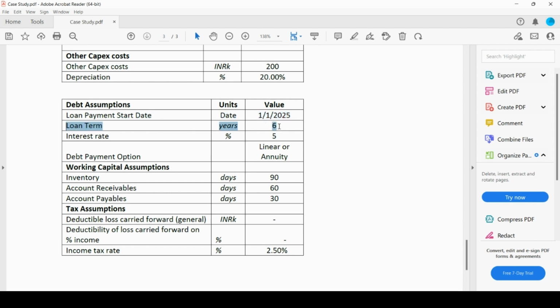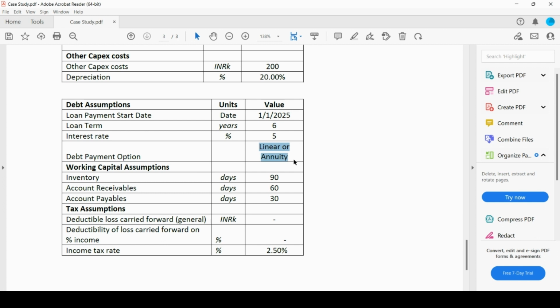Then what is the loan term? Loan term is 6 years, guys. Interest rate is 5%. Now there are two options of loan payments. The number one option is linear. By linear payments we mean, let us suppose there is a loan of 1 lakh rupees and you are supposed to repay it in 5 years, right? Then under linear payment you will be repaying 20,000 every year, which is nothing but 1 lakh rupees divided by 5, right? This means that every year you are going to pay linearly 20,000 rupees, right?